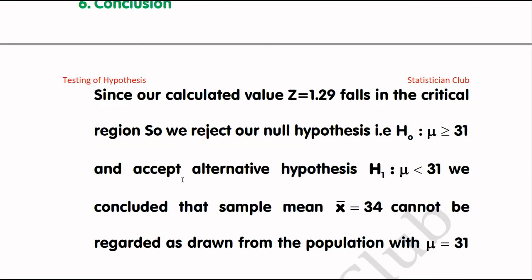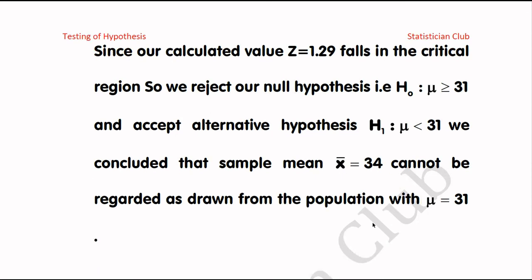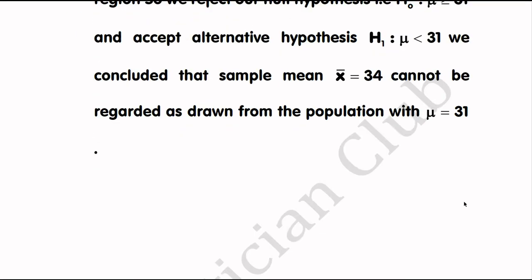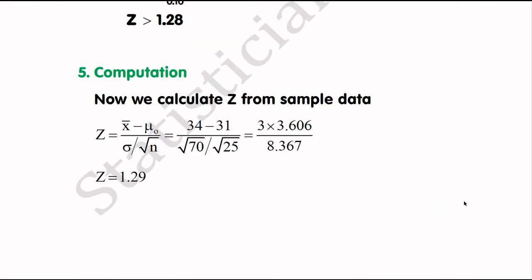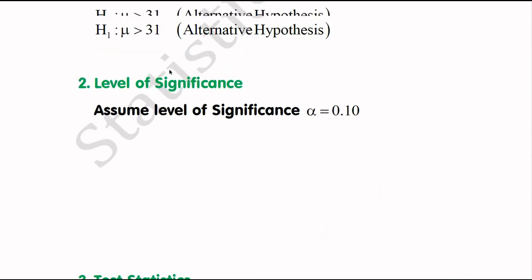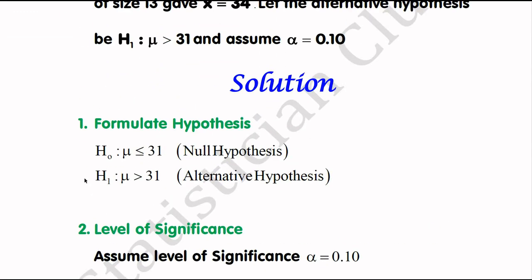Conclusion: since our calculated value z is equal to 1.29 falls in the critical region, we reject our null hypothesis and we accept our alternative hypothesis H1, mu greater than 31. We conclude that the sample mean x bar equal to 34 cannot be regarded as drawn from a population with mu less than or equal to 31. So we accept the alternative hypothesis because our computed value is greater than 1.28.